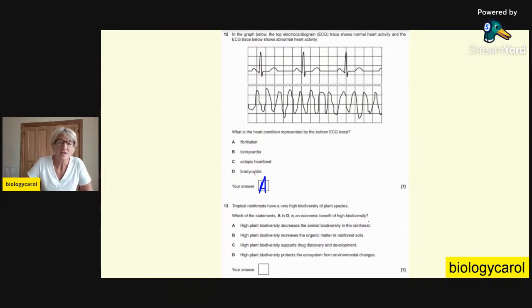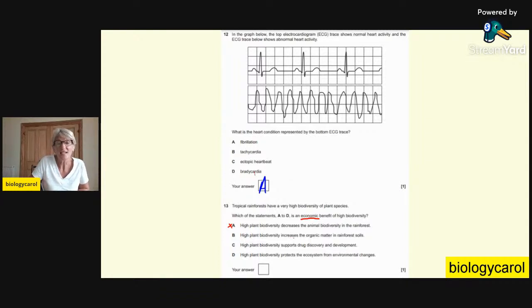13, tropical rainforests have a very high biodiversity of plant species. Which of the statements A to D, and here's the important word, is an economic benefit of high biodiversity? Not a biological or a nature benefit, an economic, to do with money. A, high plant biodiversity decreases the animal biodiversity in the rainforest. Absolutely true, but not an economic benefit. Sorry, that's wrong, it doesn't decrease, it increases.